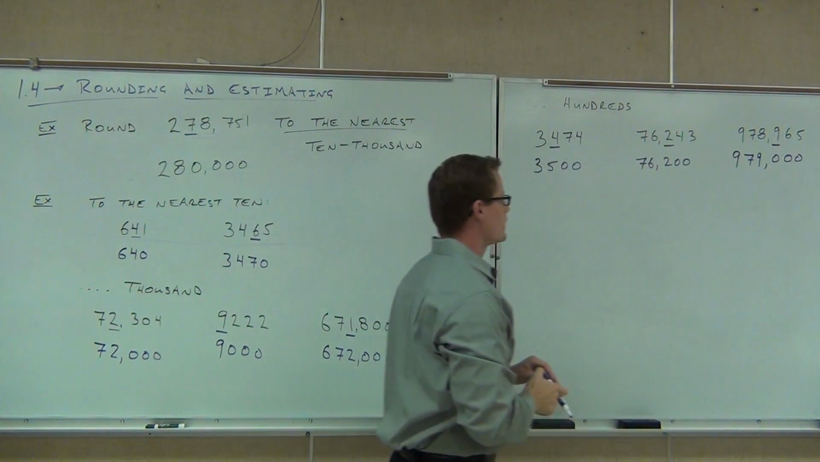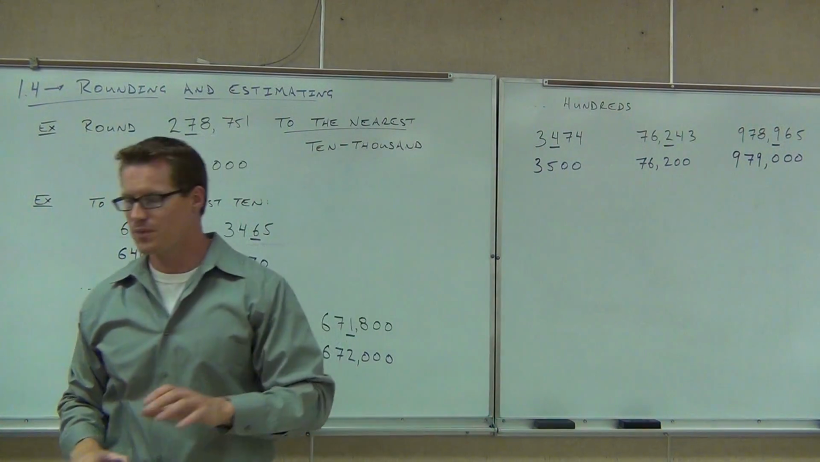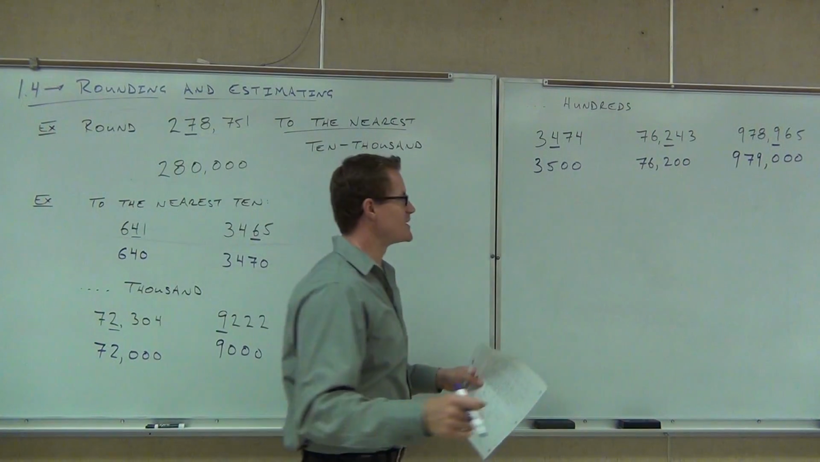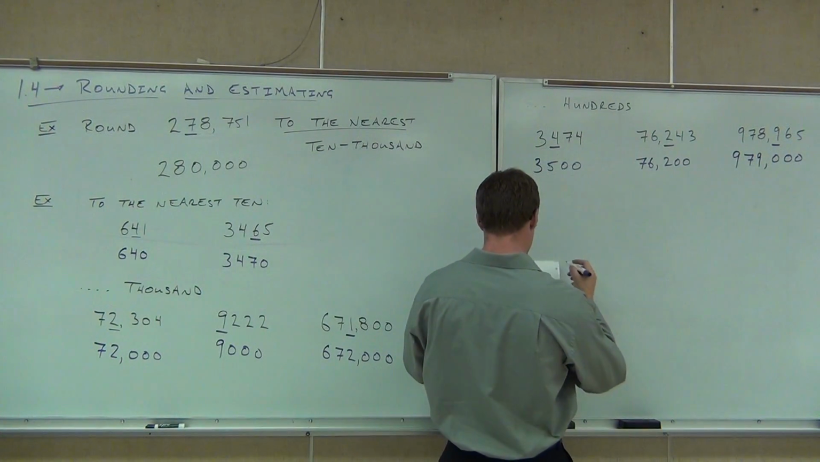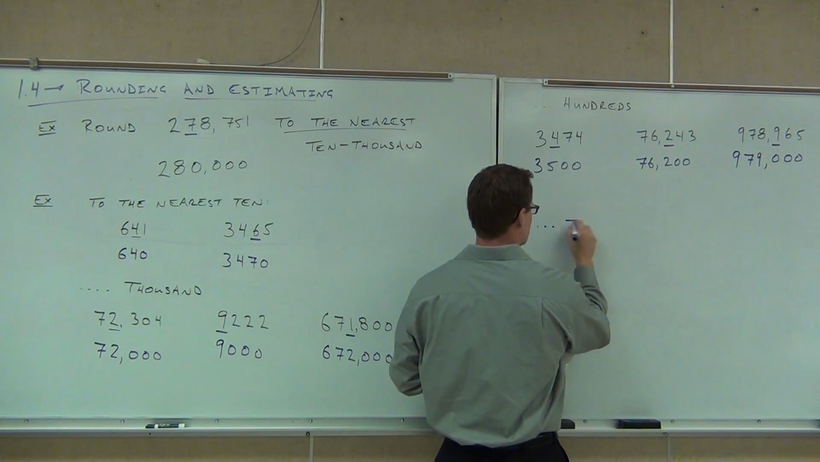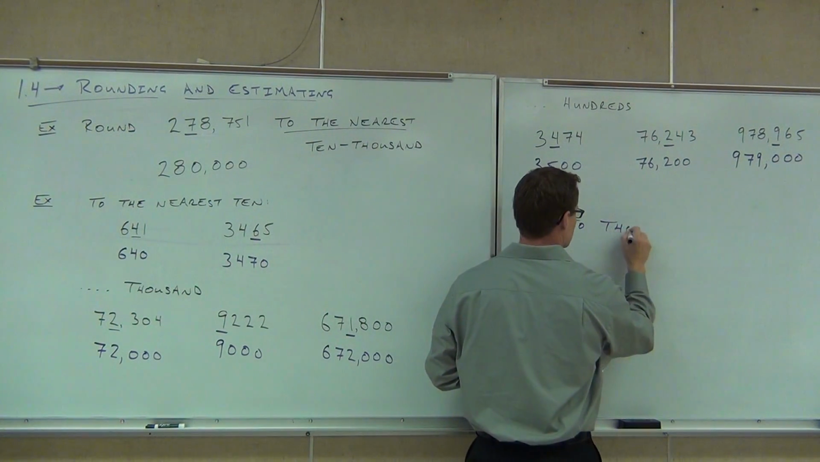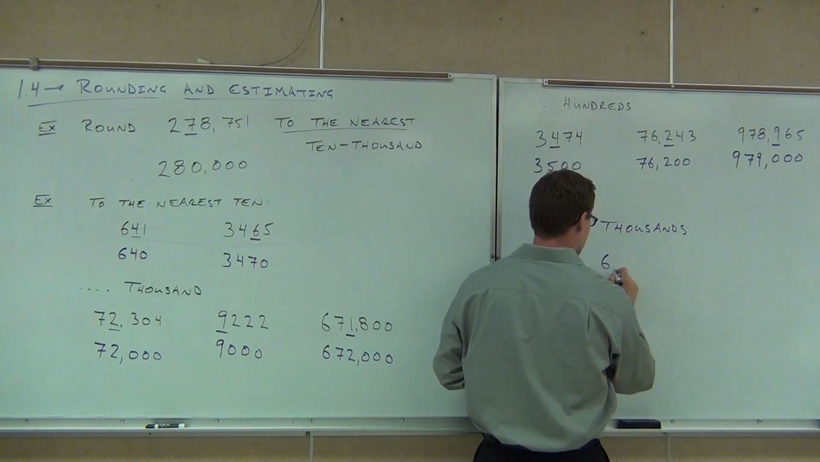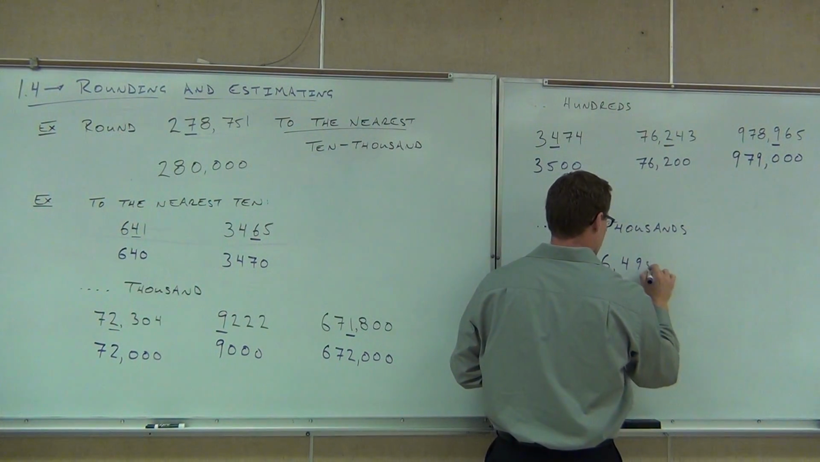Practice it next time. I do need to show you one mistake that often people make. I kind of talked about this on the grades the very first day of class. If I asked you to round this number to the thousands and gave you 6,495.